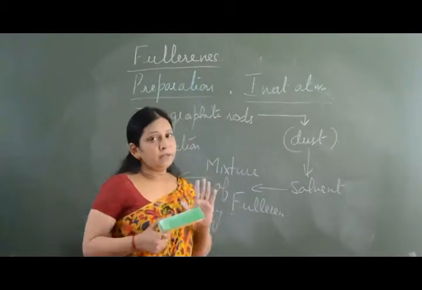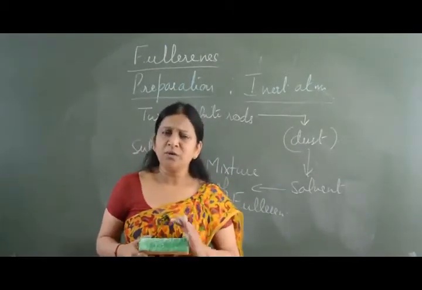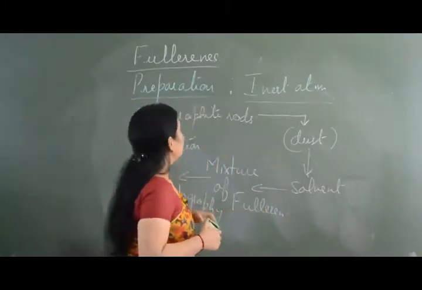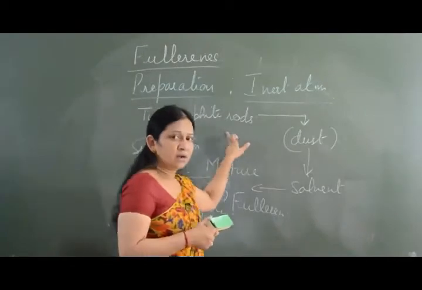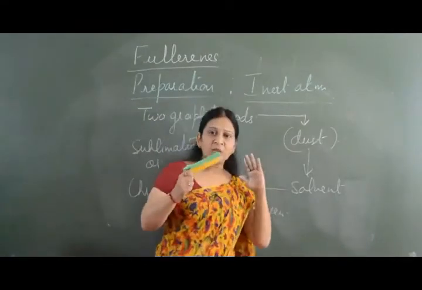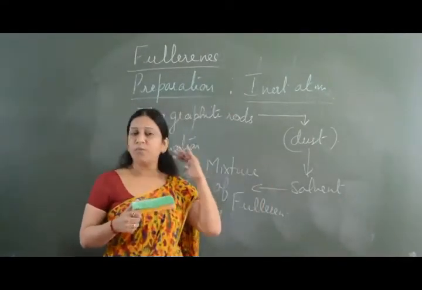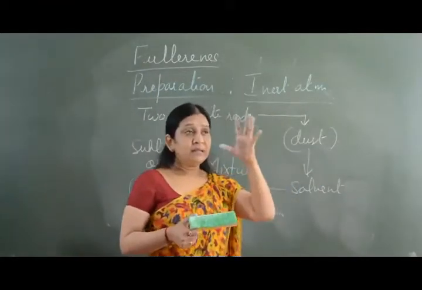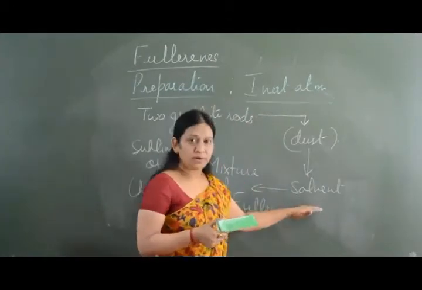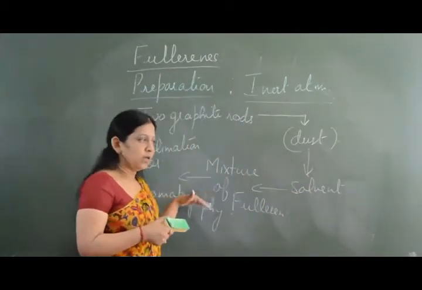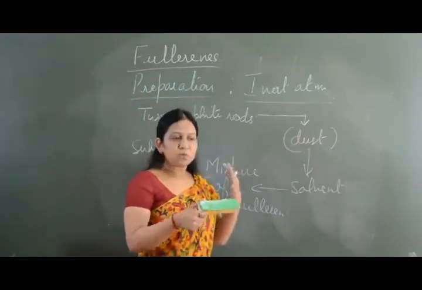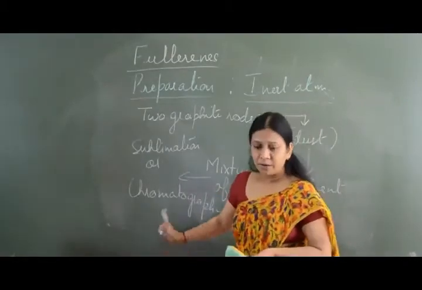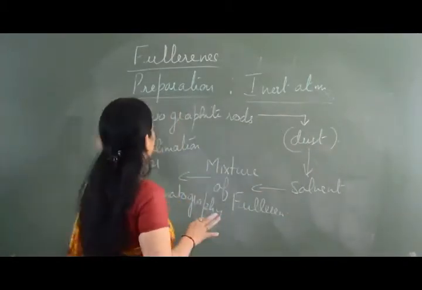So we are using an inert atmosphere. For the inert atmosphere, we normally use helium, or argon for that matter. Then we produce an electric spark. When the electric spark is produced, the graphite from the carbon rod is converted into dust and it evaporates. Then this dust is mixed with solvent, and after mixing with solvent, we get a mixture of fullerenes, and this mixture can be separated by either sublimation or chromatography. So this is the preparation of fullerene.